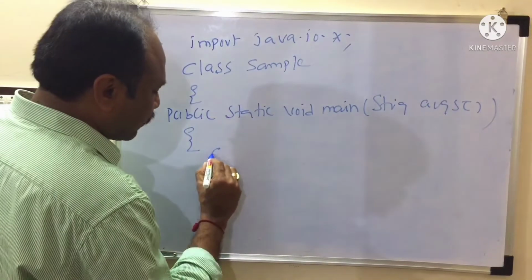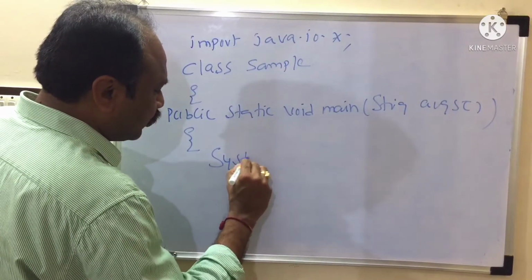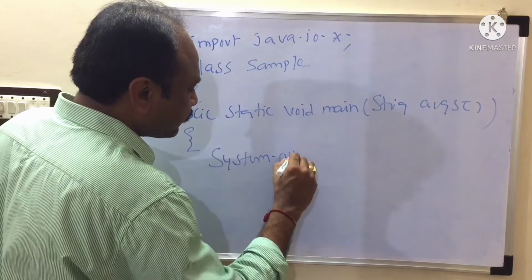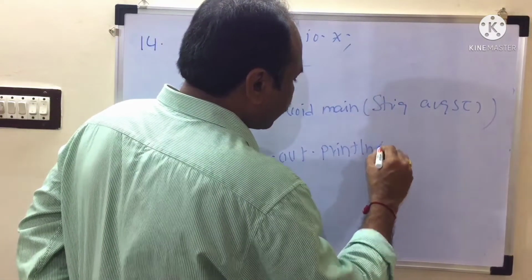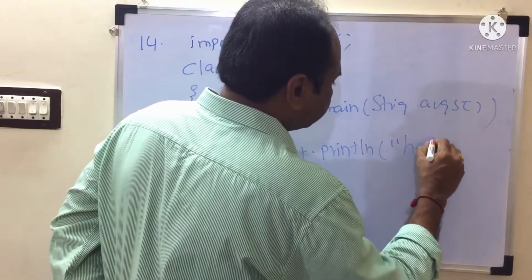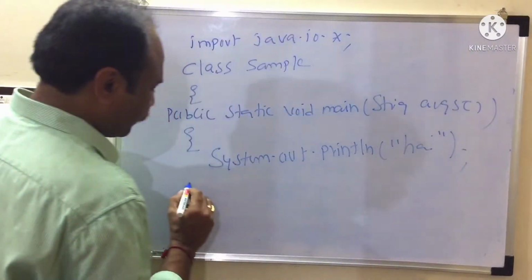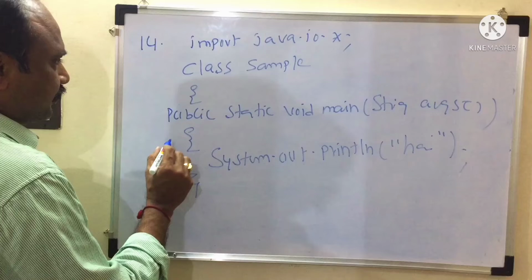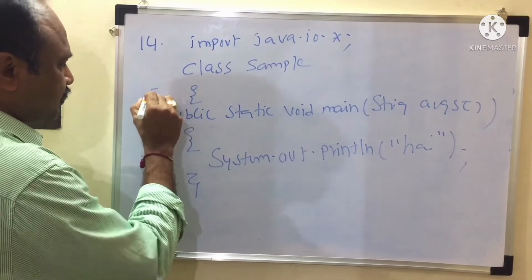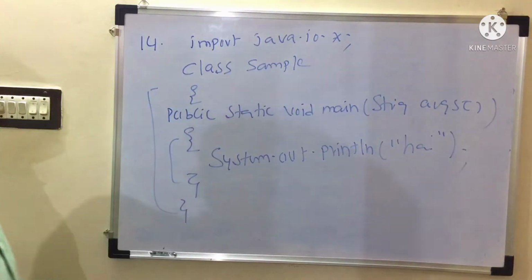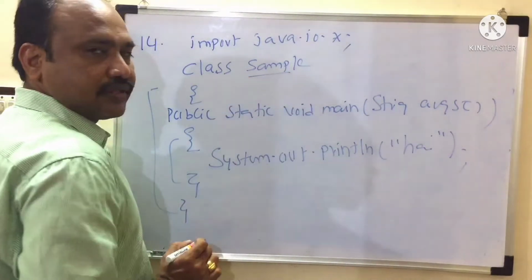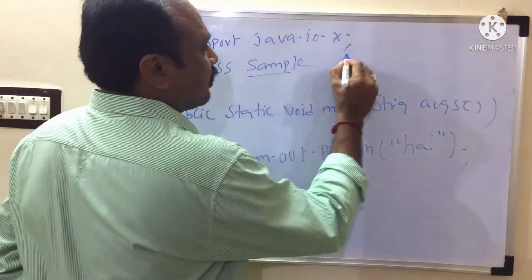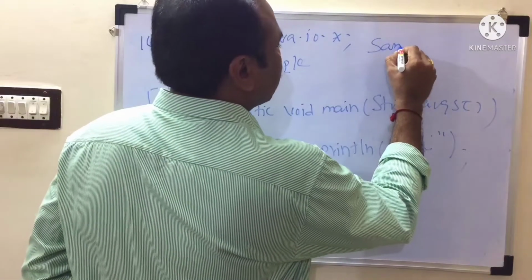For example, I am printing some data. System.out.println. Hi, I am doing like this. This is the main clause, this is the class clause. Now, sir, how to save this program? What is the class name? Sample. Most of them will use the same name, sample.java.